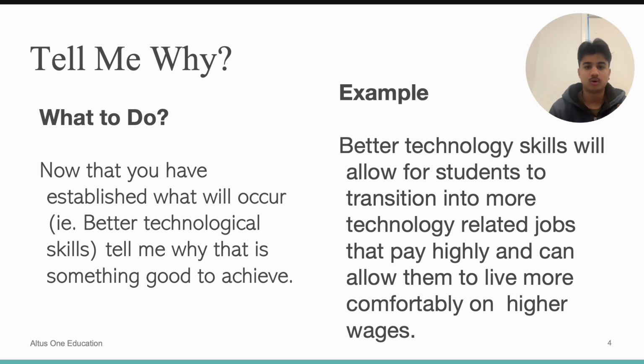One thing with the example is you want to make sure that this isn't an unreasonable example. For example, you're not going to come up and say better technological skills will help students create their own company and become multimillionaires. Although that could be for a very small portion, we want to talk in a general sense and something that is generally pretty believable. So for example, you can say better technological skills can mean students will easily transition into more tech-related jobs, which is not an unreasonable jump in logic, and then that can allow them to live on higher wages, live more comfortably, which is a logical statement that you can make.